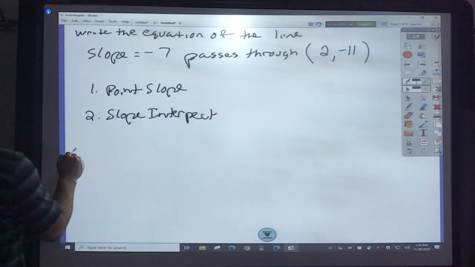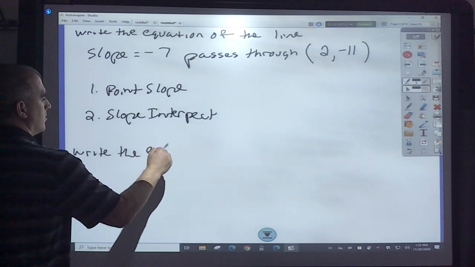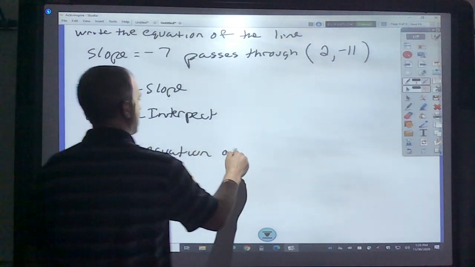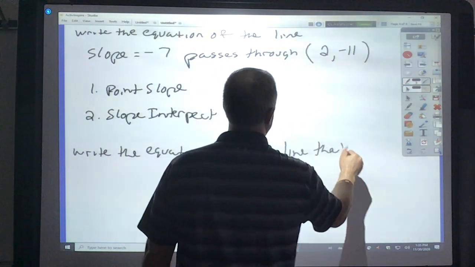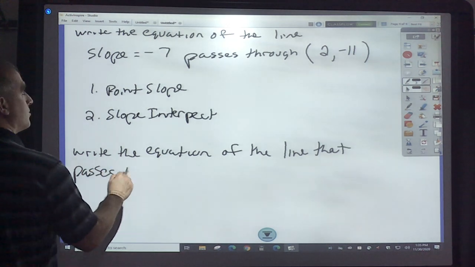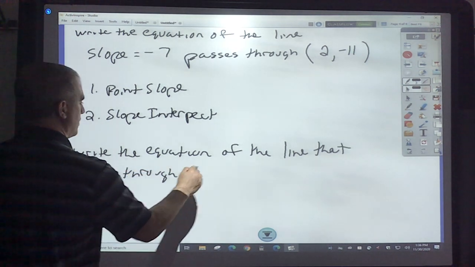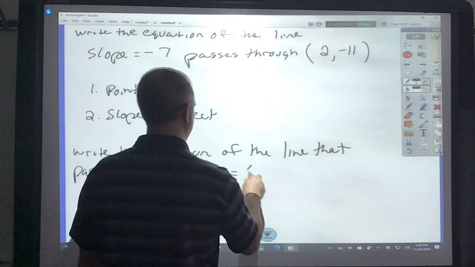And then the other one I want, write the equation of the line that passes through a slope of 5/2.